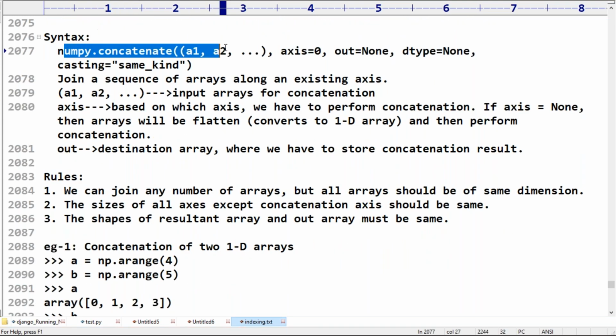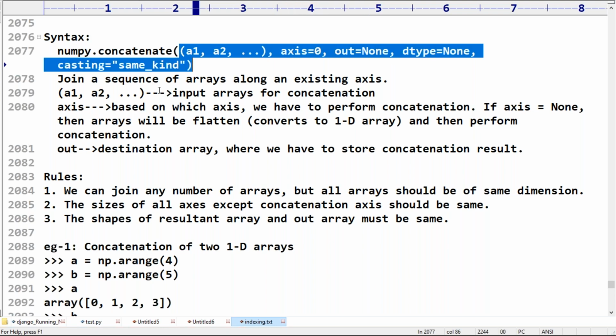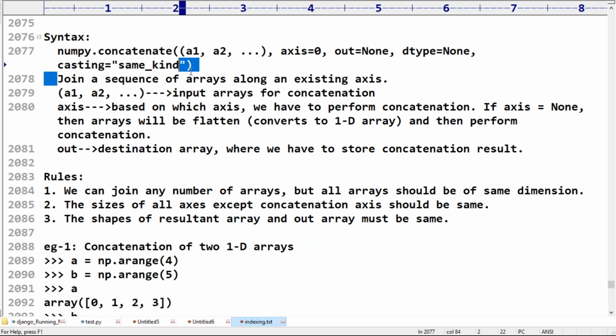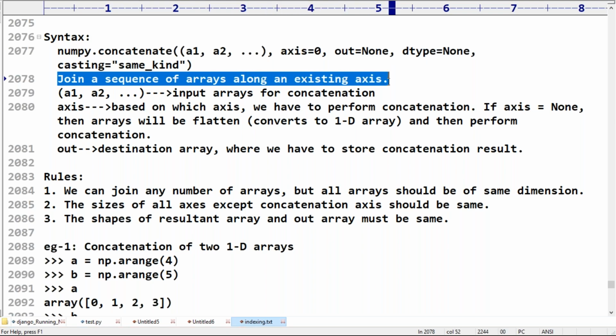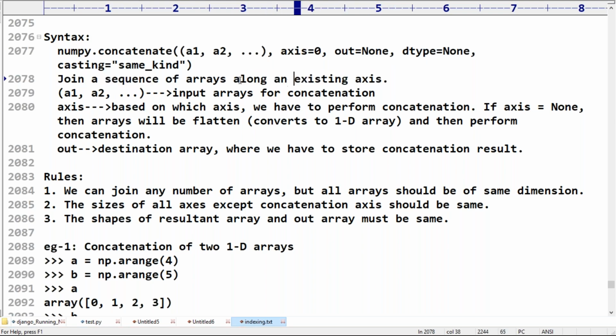NumPy dot concatenate. How many arrays can we concatenate? Can you please confirm? Multiple arrays we can concatenate, along axis 0 and so on. Join a sequence of arrays along an existing axis. Can you please confirm what this is? Existing axis array. Can you join based on axis 0 or based on axis 1?